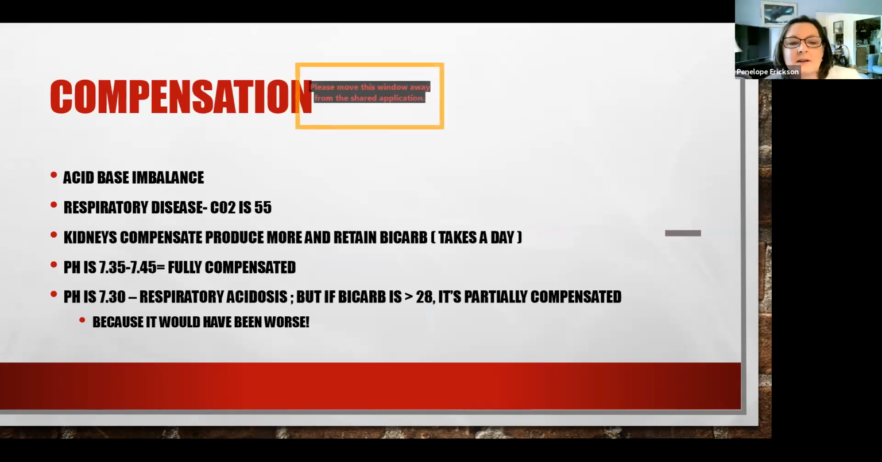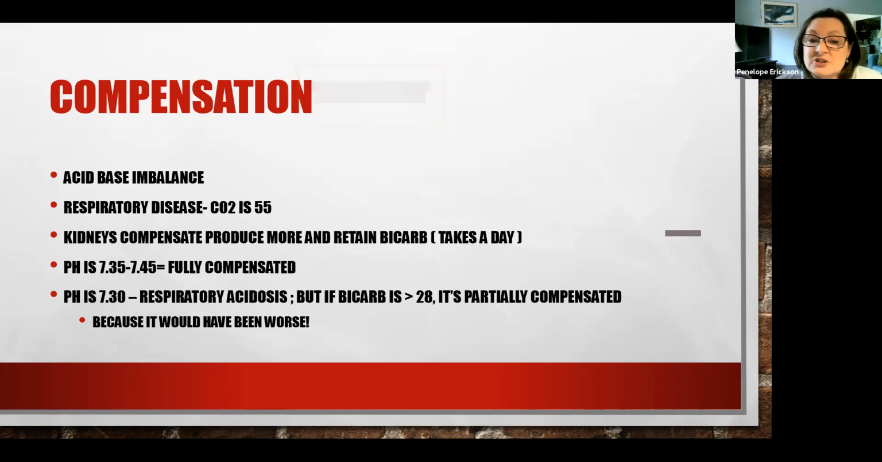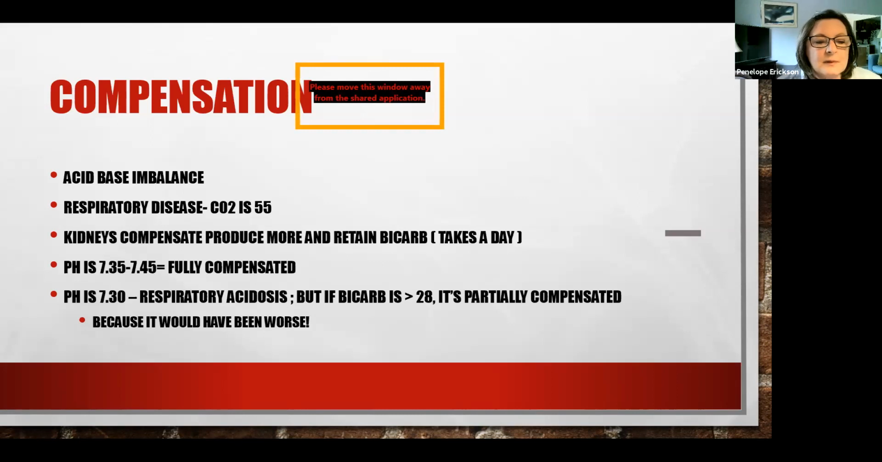So then, the good thing, though, is that our bodies do compensate. So if you have an acid-base imbalance, if you have respiratory disease, right? I have pneumonia, and I'm not breathing well, and I'm not getting rid of my CO2. So the CO2 in my body is building up, and it's 55. Normal is 35 to 45. So I've got too much acid. Now, it's going to take a while for those kidneys to kick in, maybe 24 hours. Depends on how good my kidneys function already, and how well my health is overall.